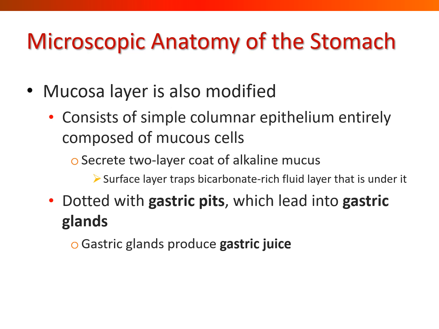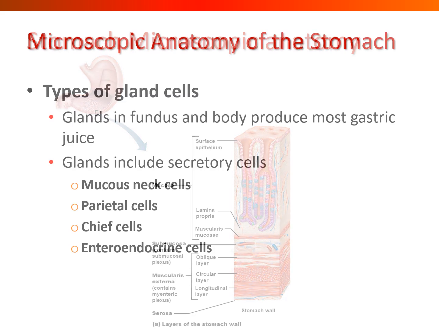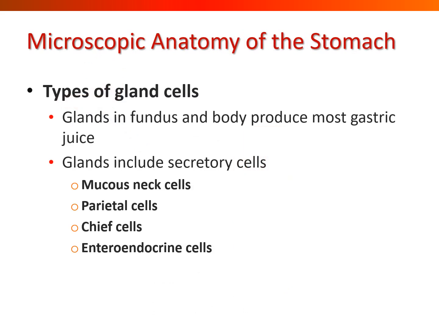Now, dotting the stomach wall are going to be these pits. They're called gastric pits. And down in the pits are going to be the cells or the glands that are making the gastric juices of the stomach. So there are 4 gland cells we'd like for you to know something about that are going to be in these gastric pits. And we're going to have mucous neck cells, parietal cells, chief cells, and enteroendocrine cells.